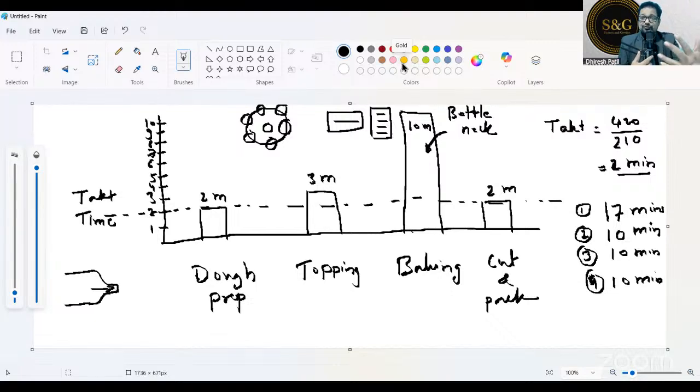Maybe you can take help of ChatGPT. I would encourage you to take help of ChatGPT. Give the prompt: this is my process. Give the background: this is my bottleneck process. I want to reduce the cycle time. Please give me some suggestions, and ChatGPT will give you 10 different suggestions.